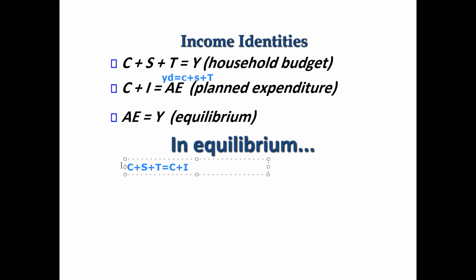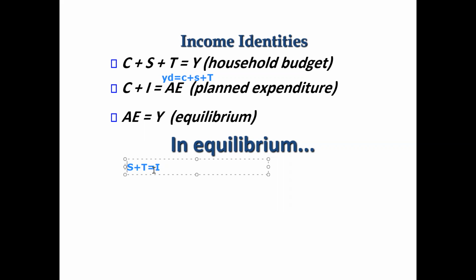In this expenditure, we only have consumption and investment. And for sure, we can cancel out the consumption from both sides. This means that we have saving plus taxes equal to investment.